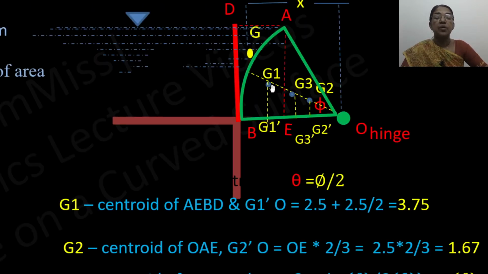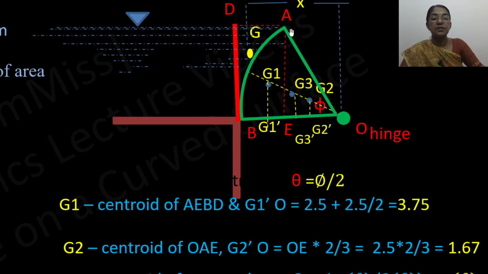G1 is the centroid of DAEB and G1 dash is vertical. So this distance is 2.5 and this distance is also 2.5. So the position of G1 dash is at a distance of 2.5 plus 2.5 by 2, that is 3.75 from this hinge O. Similarly, G2 is the centroid of OAE, that is this triangle OAE, and G2 dash is vertical. So this distance is 2.5. So the position of G2 dash is at a distance equal to 2/3 of 2.5, that is equal to 1.67.